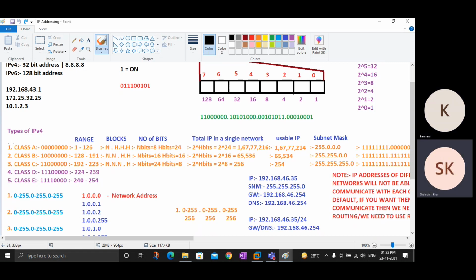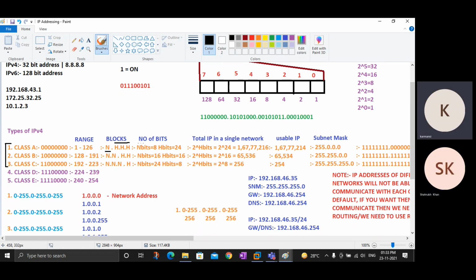So we have three classes, class A, B, and C. It is predefined that in class A there will be one block of network and the remaining three will be of host. So do I have to memorize that there will always be one network block and three host blocks in class A? Yes, at least for class A, B, and C, you need to remember these. So there will always be one network and three host blocks in class A.